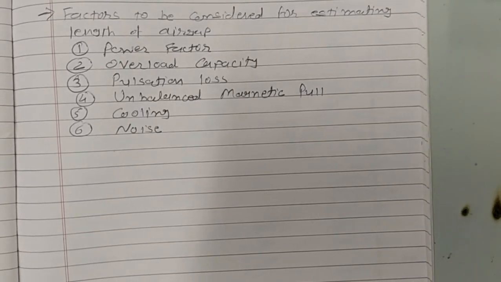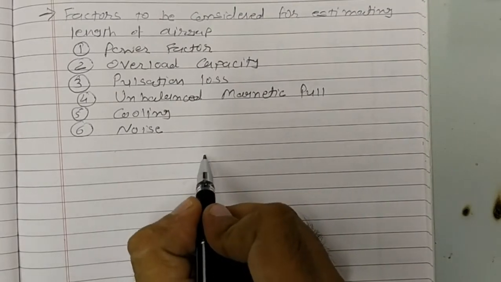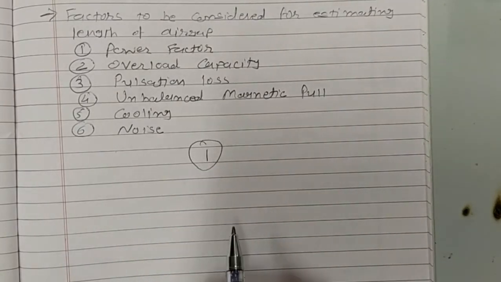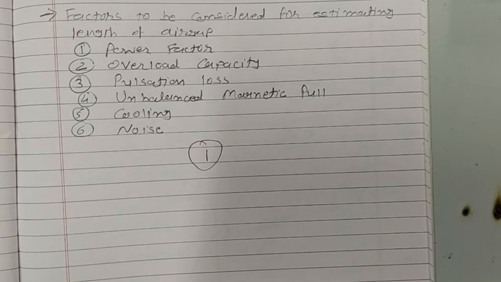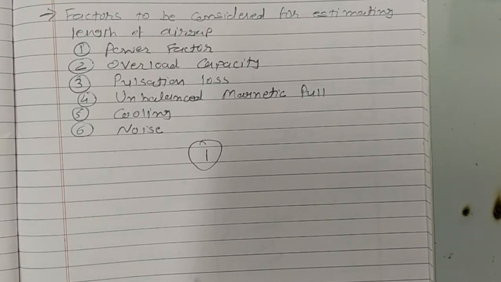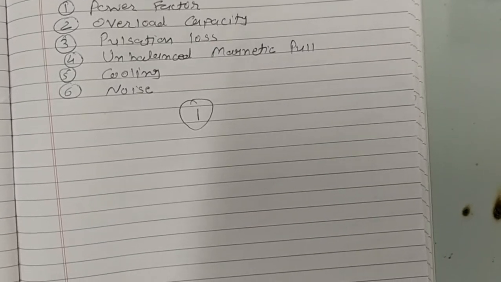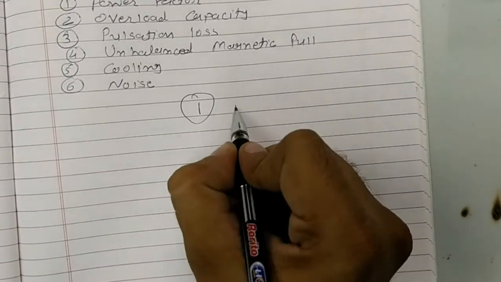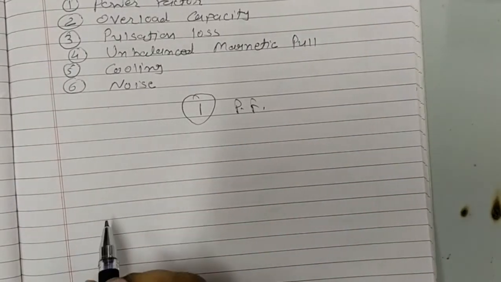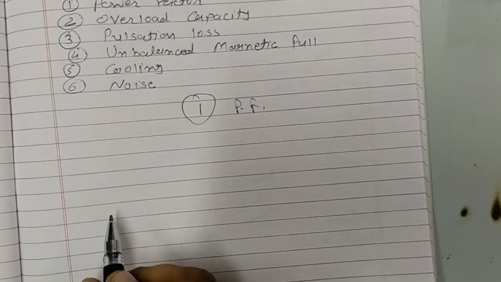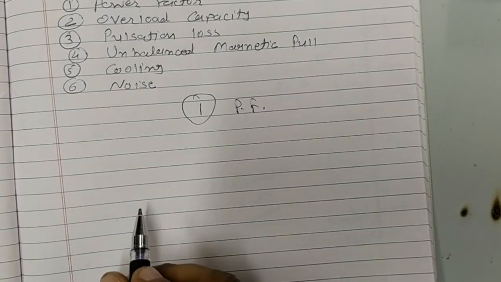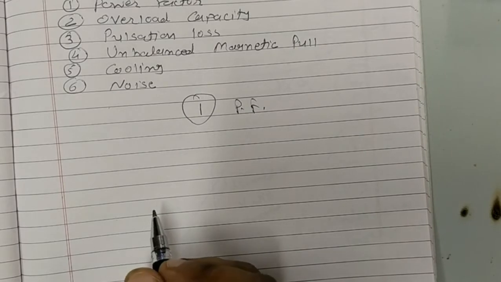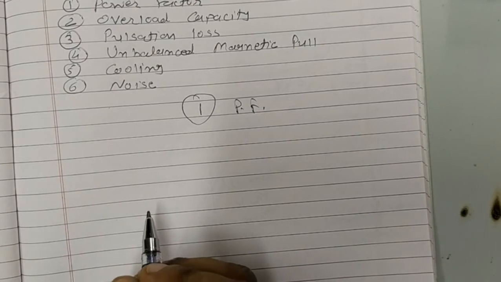Let us go to the first point, that is the power factor. For the power factor we can understand this thing by using one vector diagram. So let us draw the vector diagram. Now the vector diagram, when the length of the air gap is lesser and when the length of the air gap is higher. So for the induction motor, the vector diagram will look like this.